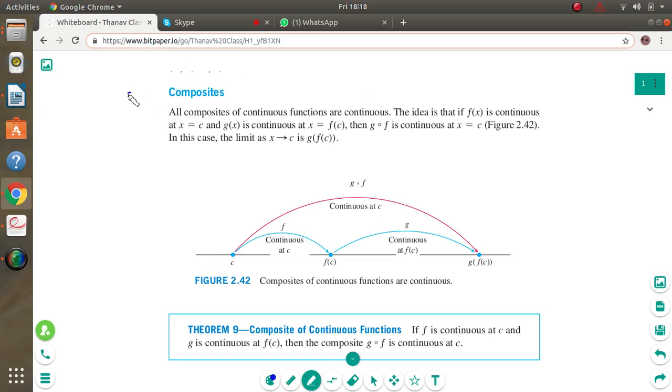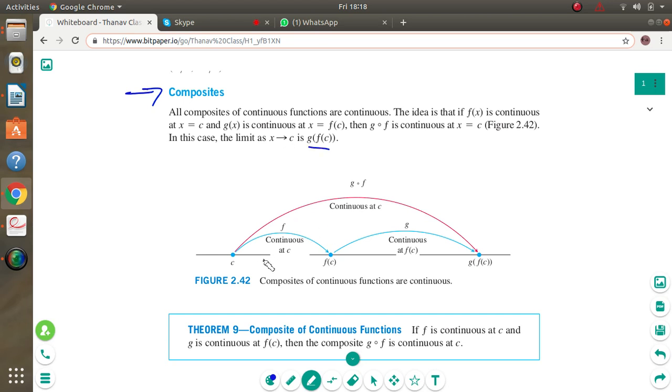Here we have now composites. The composites here, all composites of continuous functions are continuous, right? The idea is that if f(x) is continuous at x equal to c and g(x) is continuous at x equal to f(c), then g of f is continuous at x equal to c. So the limit as x tends to c is g of f(c).